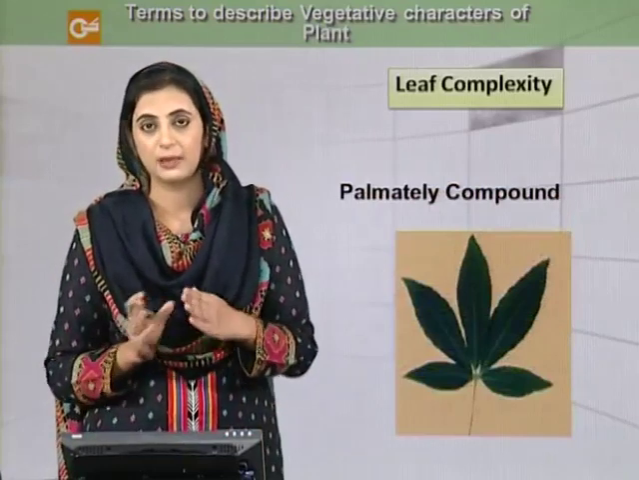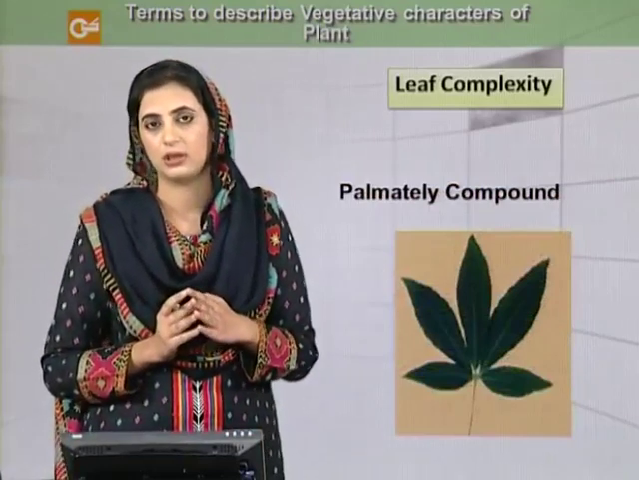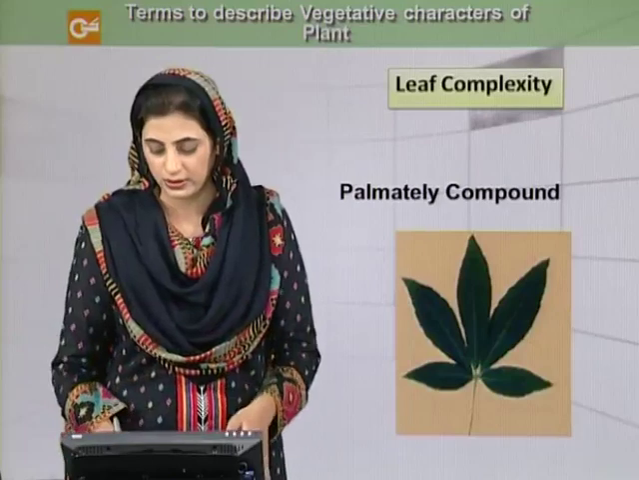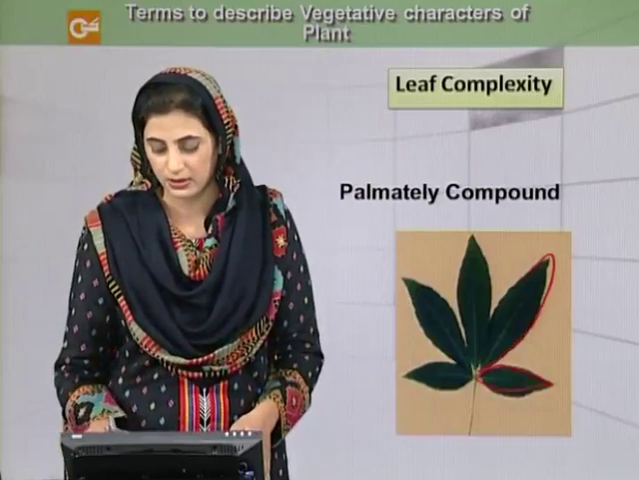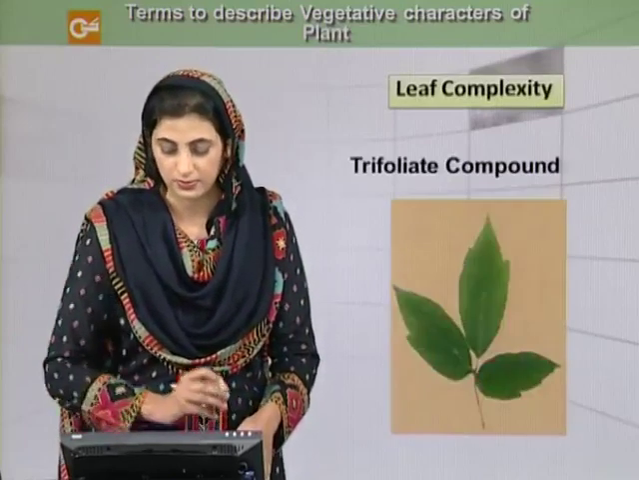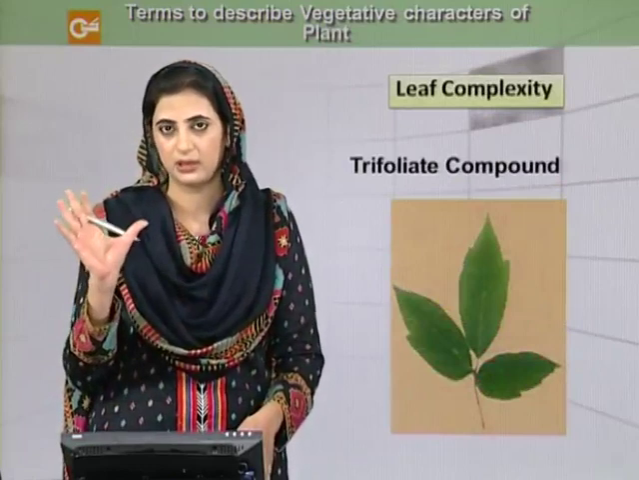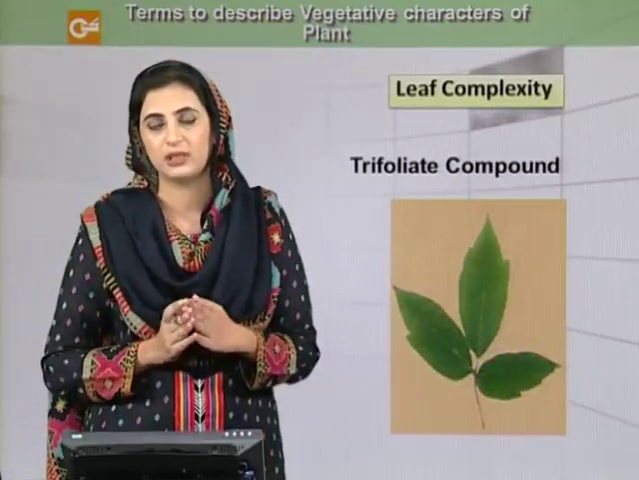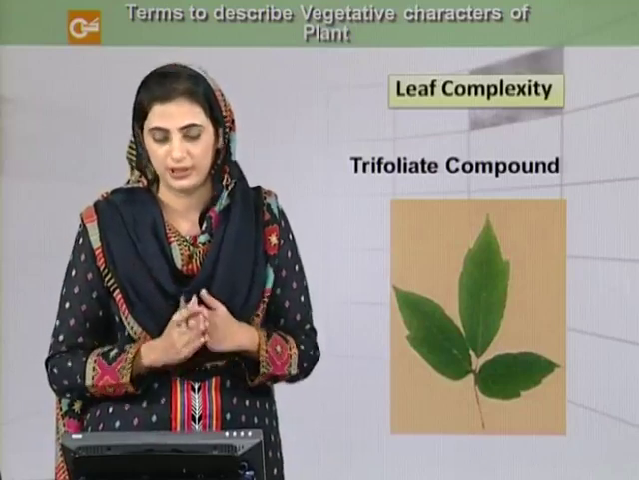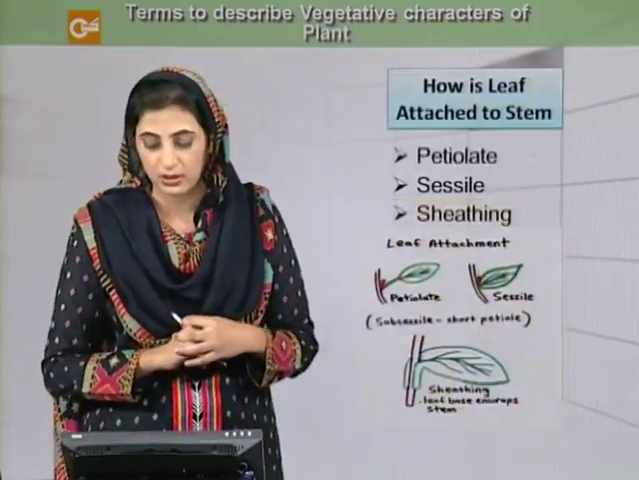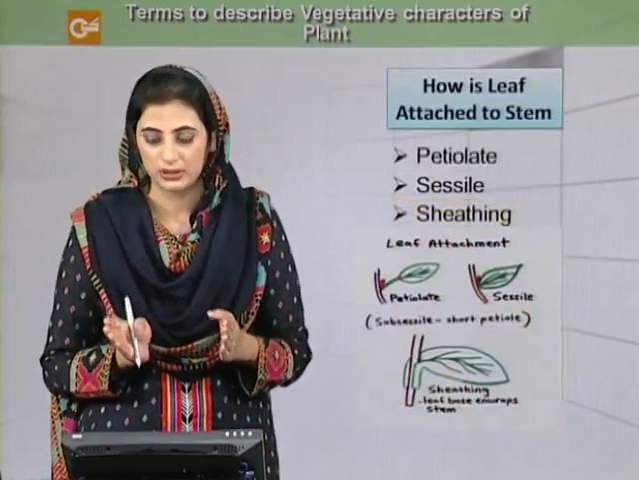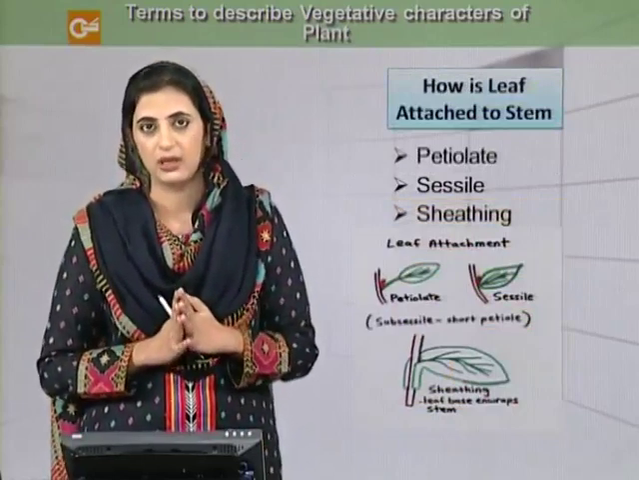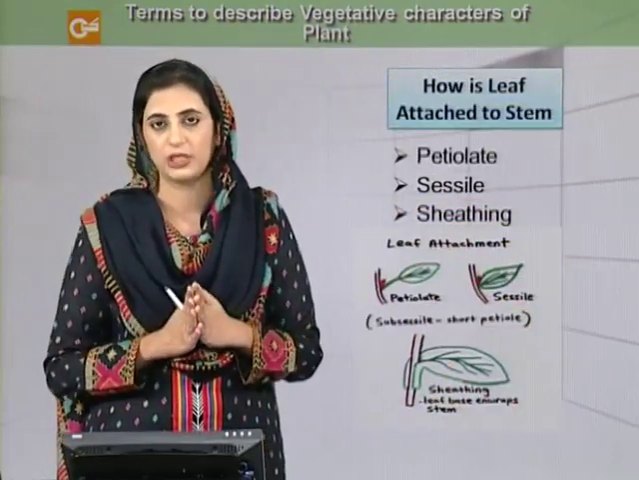And palmately compound leaves are those which look like a palm, like the hand actually. And trifoliate, we can see that 3 leaflets are originating here. And now we will see how a leaf is attached to the stem, and which terms are used to explain this attachment.